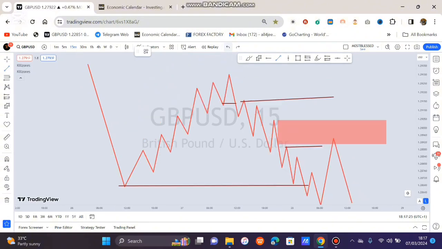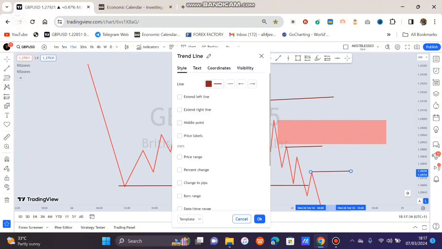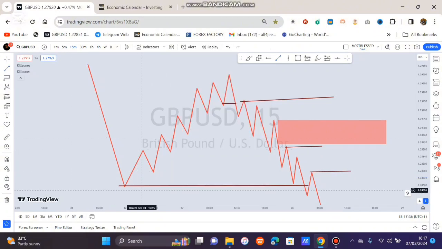Another one. Okay, let me just explain this now. What is this? What will you call this? This is our secondary liquidity. That's our secondary liquidity. Why? It is the liquidity that market creates after a major break of structure.